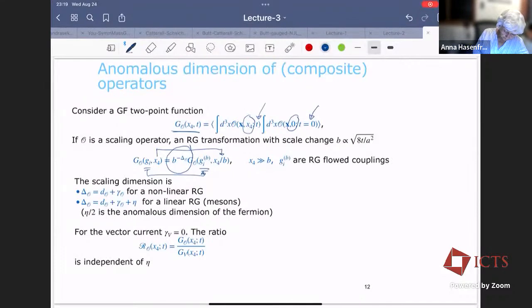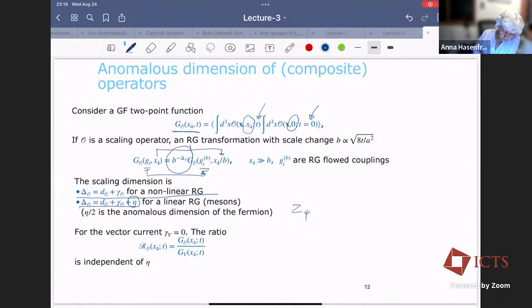It could be simply the canonical engineering dimension plus the anomalous dimension, or it might be an extra factor eta added to it if the RG transformation is linear. That is basically the wave function renormalization factor or anomalous dimension of the fermions. The problem is this is eta, which we don't know a priori.